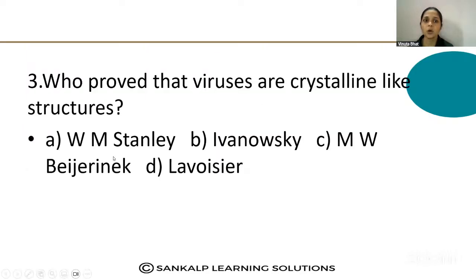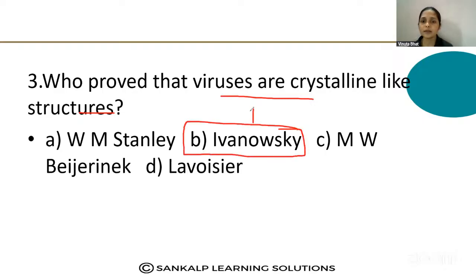Next question. Who proved that viruses are crystalline like structure? M.W. Stanley, Ivanovsky, sorry, W.M. Stanley, and M.W. Beijerinck, Lavoisier. Yes, who proved the viruses are crystalline like structures? Here, Ivanovsky, the scientist Ivanovsky, was the first scientist who observed some microbes which are responsible for the tobacco mosaic disease.